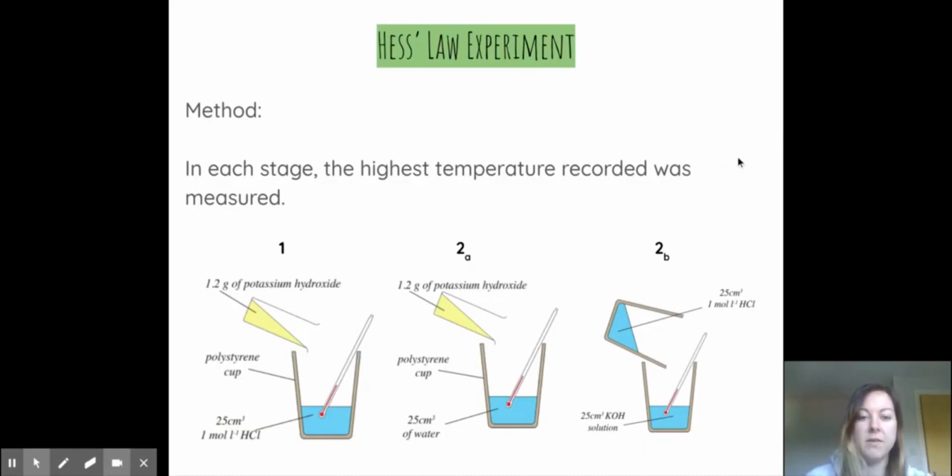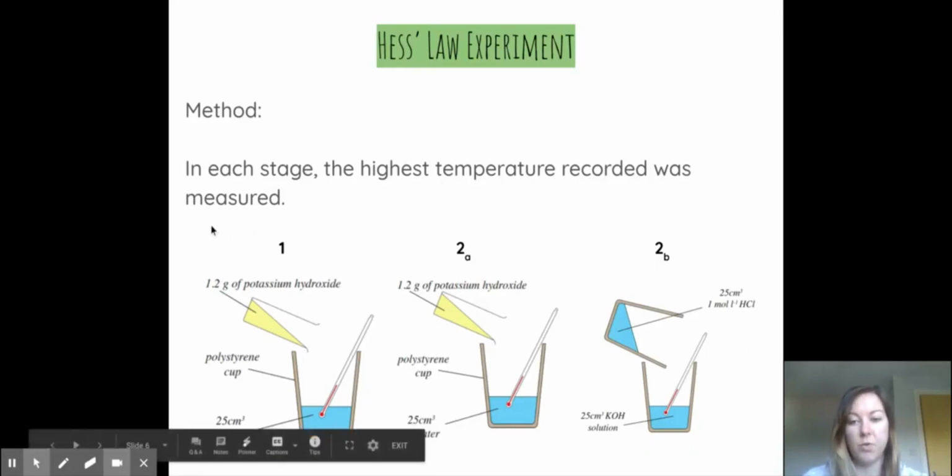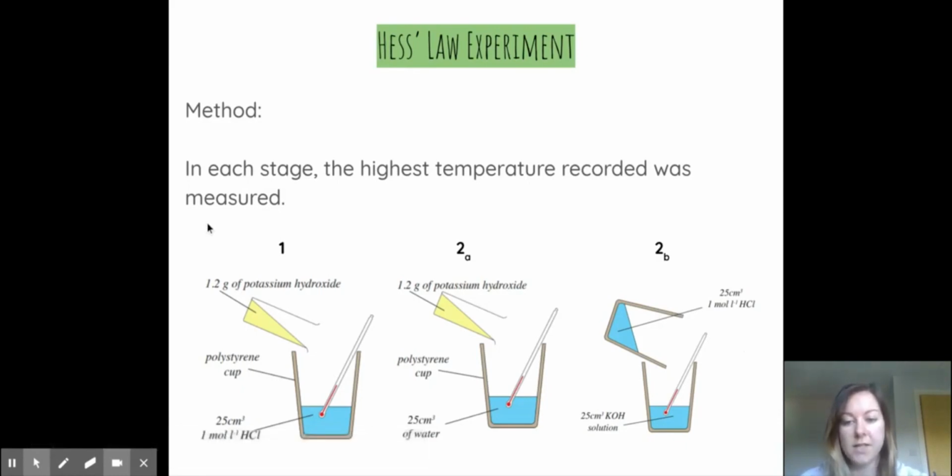So here is the method. There are 3 stages to this experiment, as we said, route 1, route 2A and route 2B. And in each stage, the highest temperature recorded is measured. Obviously, this is an exothermic reaction where we are getting heat energy produced by the reaction. So it's the highest temperature measured that we're going with. And we're just carrying this out in a polystyrene cup with a thermometer in it, so it's nice and insulated.